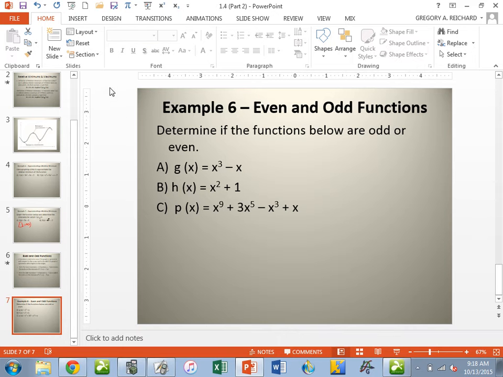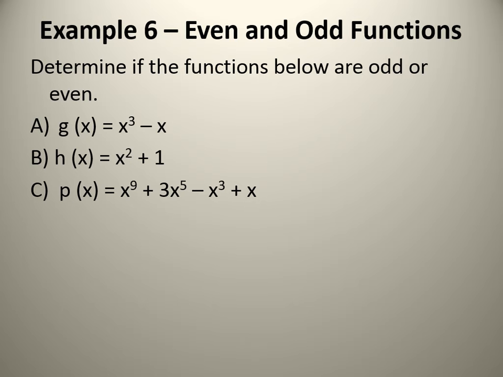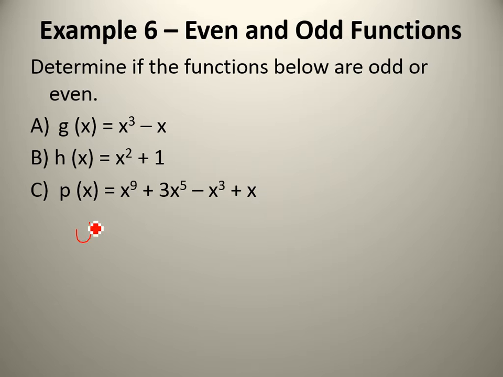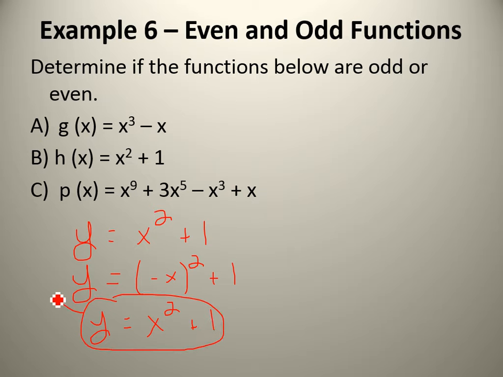So that's part A. Part B, once again, we'll take care of even first. If I take y equals x squared plus 1 and make x negative, this will be y equals negative x squared plus 1. When I simplify this, I get y equals x squared plus 1, which is the same as the original equation. So we would say that this graph is even. It's symmetric with respect to the y-axis.